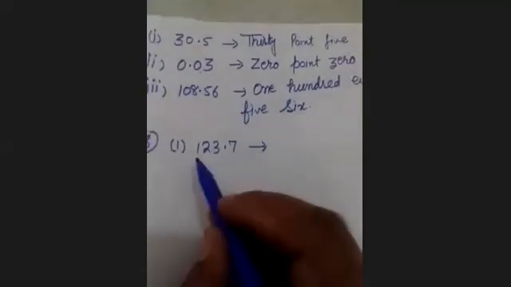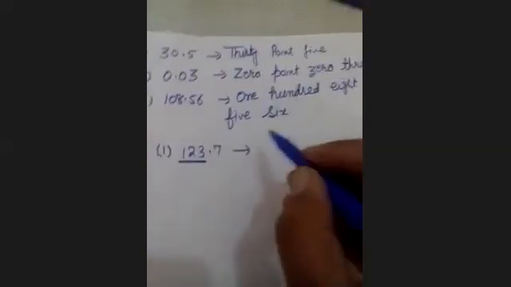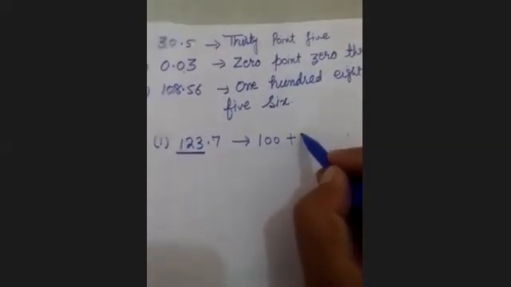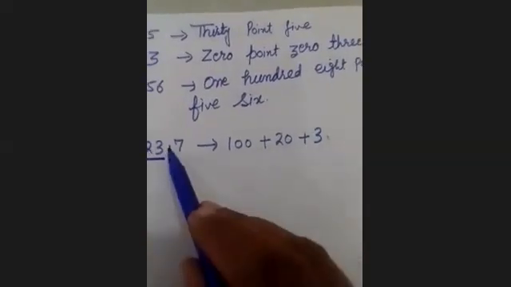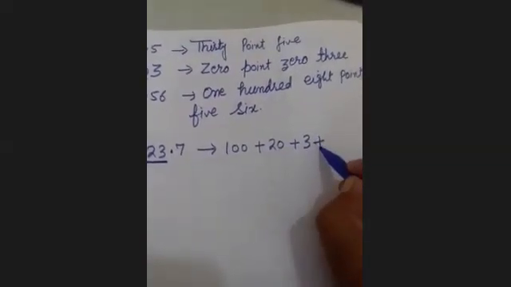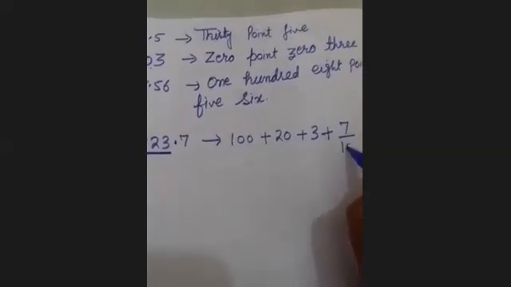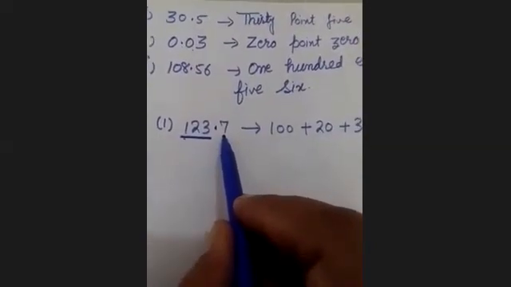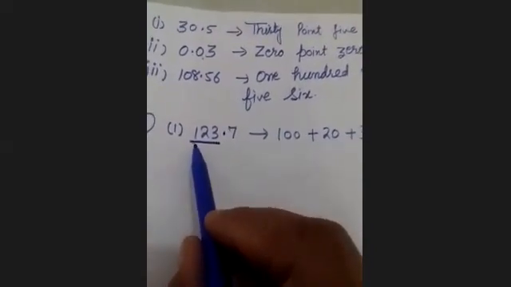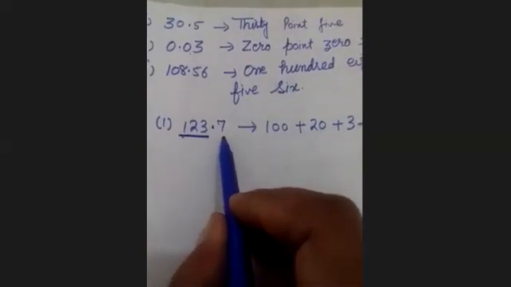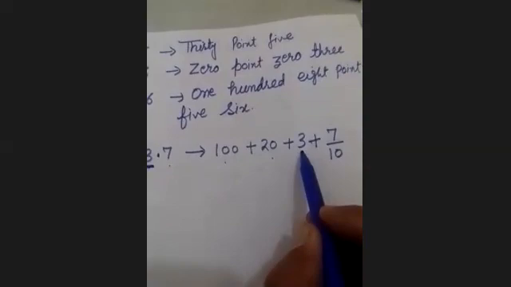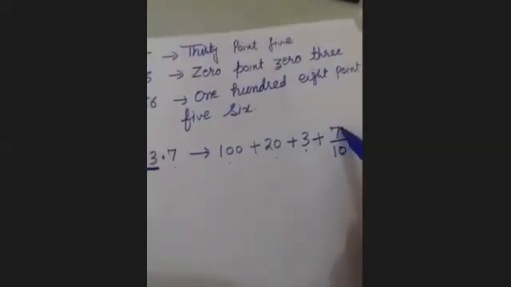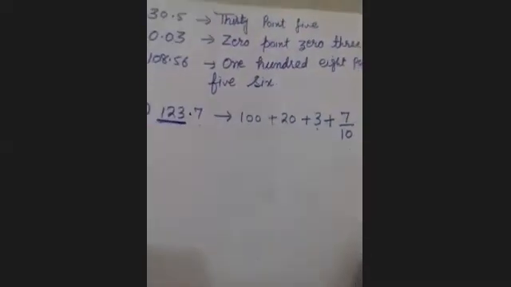Now friends, expand this number. First we will expand 123: 100 plus 20 plus 3. Now our next number is 0.7. So plus 7 upon 10, because 7 is the first digit after the decimal. So the expanded form of 123.7 is 100 plus 20 plus 3 plus 7 upon 10.